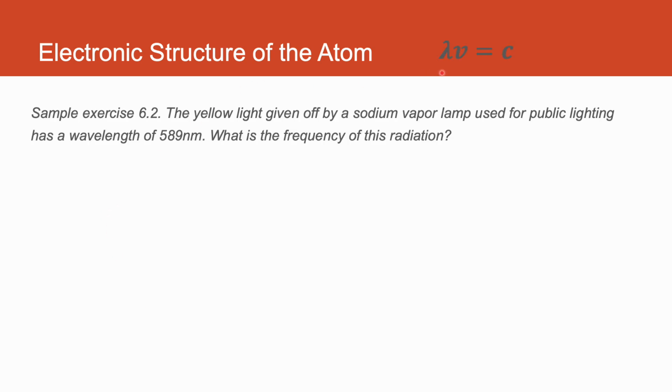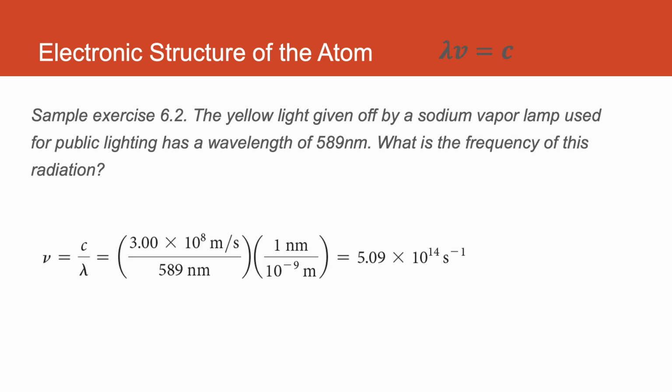So this is a typical problem that you can encounter in inorganic chemistry or in physical chemistry. For example, in sample 6.2, the yellow light given off by the sodium vapor lamp used for public lighting has a wavelength of 589 nanometers. What is the frequency of this radiation? You would just use your equation from here: lambda times nu equals the speed of light. You can pause this video and try to answer sample 6.2. If you are done, this is actually the answer for that.